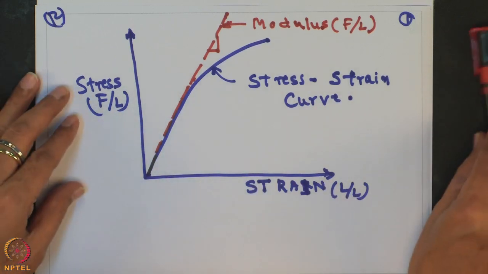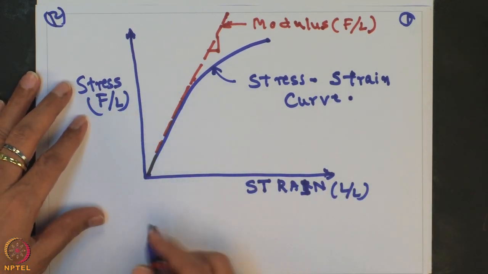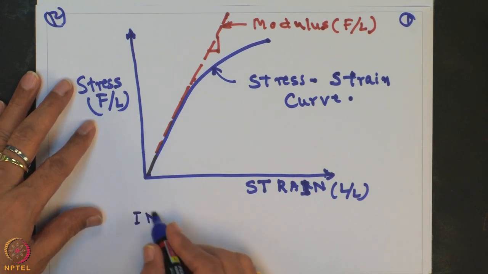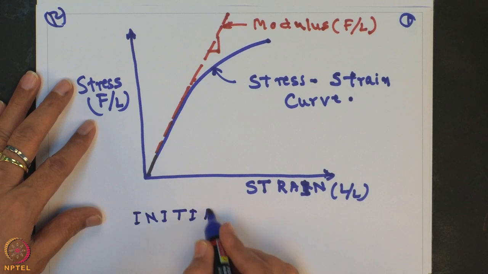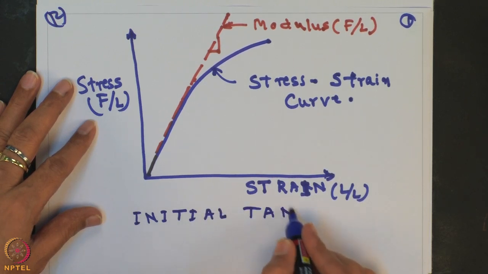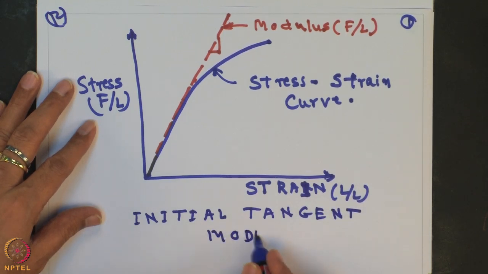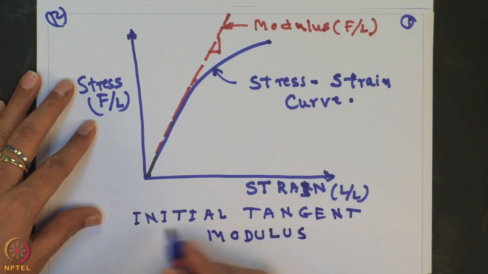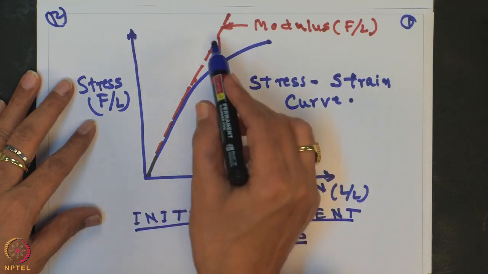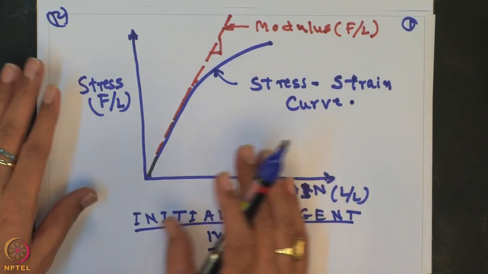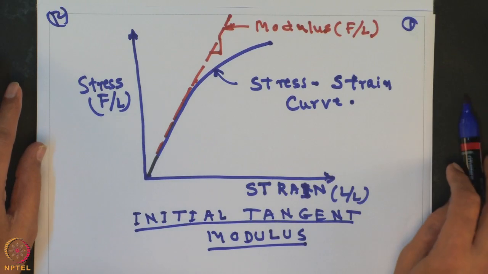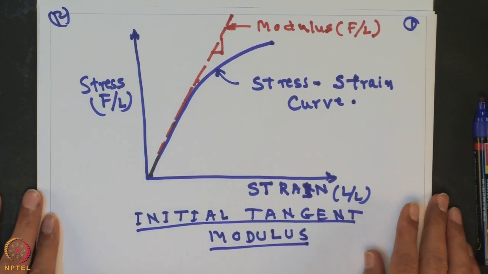So, from this you can calculate the initial tangent modulus. The slope of the curve will give you the initial tangent modulus, and this initial tangent modulus will be very much useful for any numerical analysis. Similarly, we will determine the offset tangent modulus.